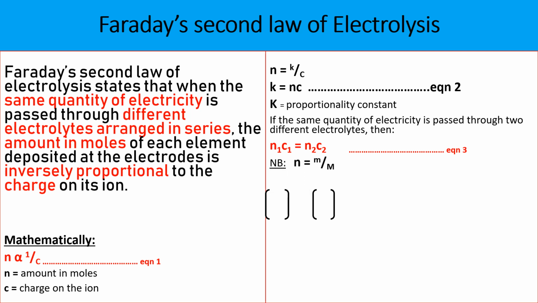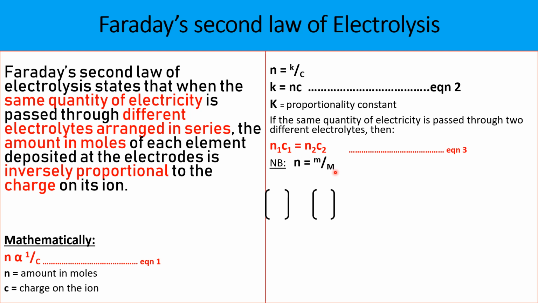But don't forget that the amount in mole, which is n, is equal to the mass of the element over the relative atomic mass, or if you like, the molar mass. So n is equal to small letter m over capital letter M, where capital letter M is the atomic mass, relative atomic mass or molar mass, while small letter m is the mass. So the amount in mole is equal to this.